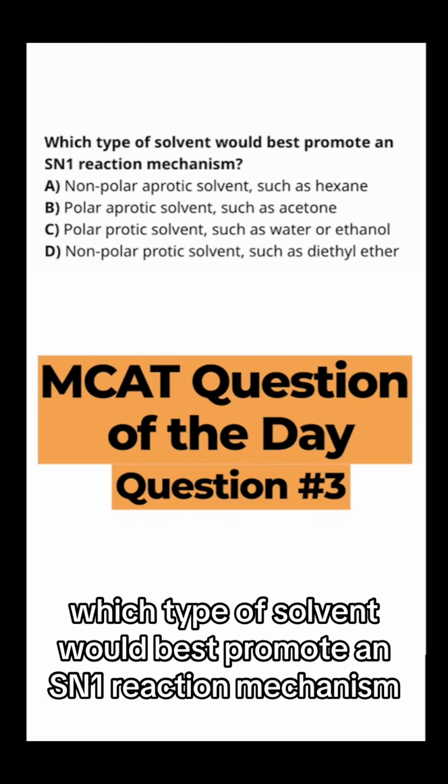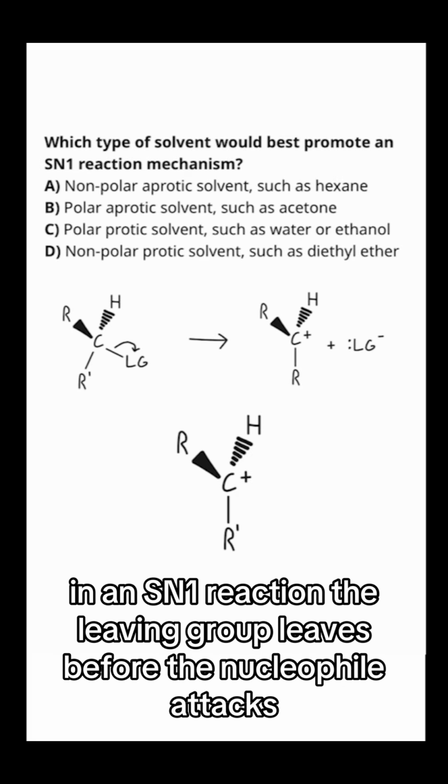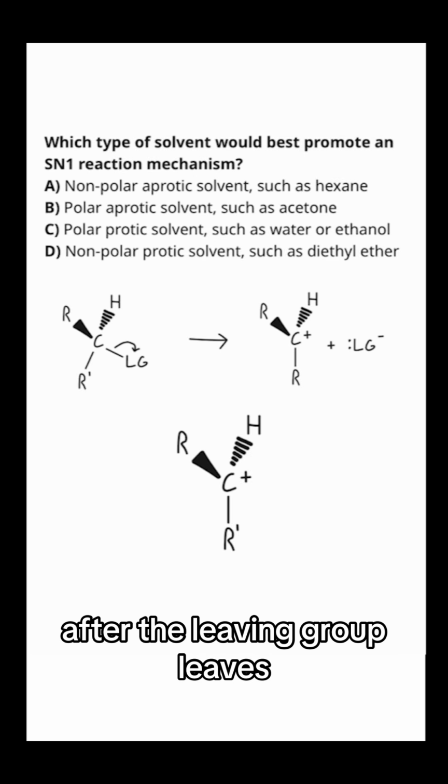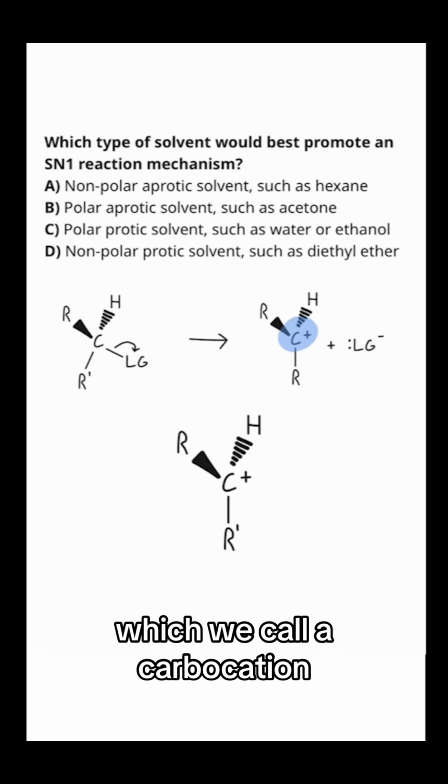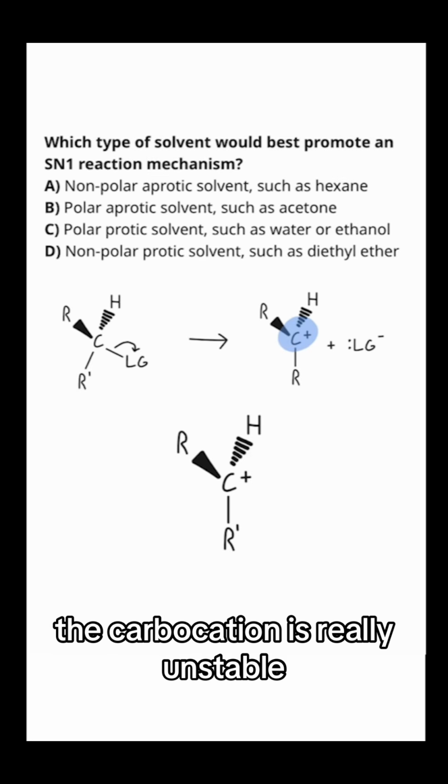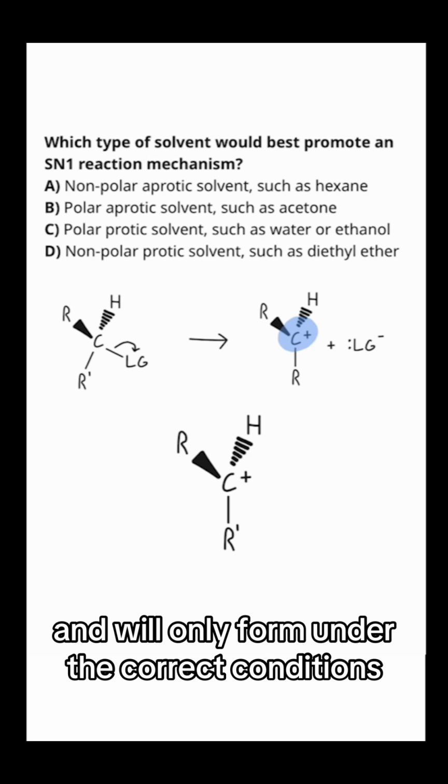Which type of solvent would best promote an SN1 reaction mechanism? In an SN1 reaction, the leaving group leaves before the nucleophile attacks. After the leaving group leaves, we're left with a carbon that has a positive charge on it, which we call a carbocation. The carbocation is really unstable and will only form under the correct conditions.